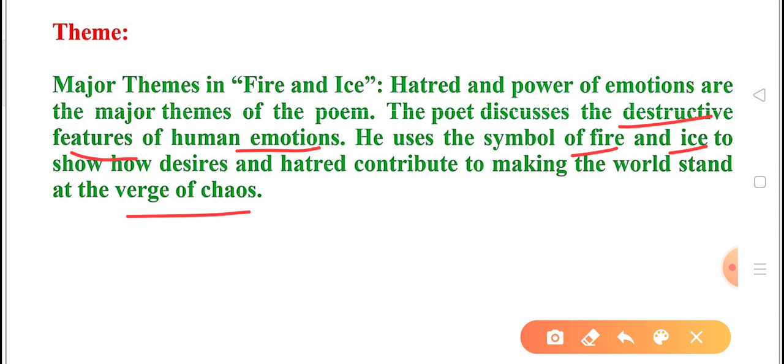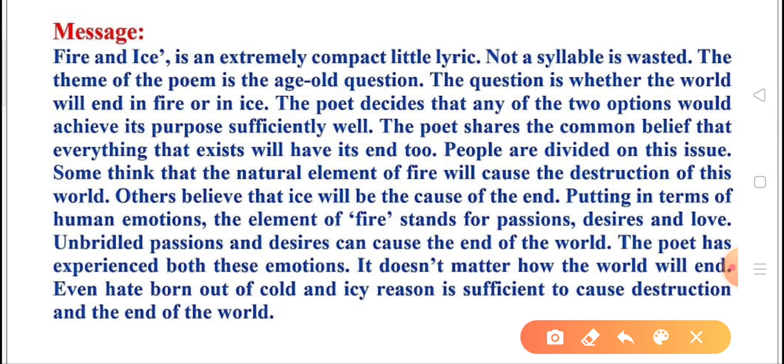And next is our message. So Fire and Ice is an extremely compact little lyric. We have already seen just 9 lines are there. And we can say Robert Frost did not waste even a single syllable. Syllable is the part of a word. Every single word used by him is very expressive. He has put everything in a nutshell.